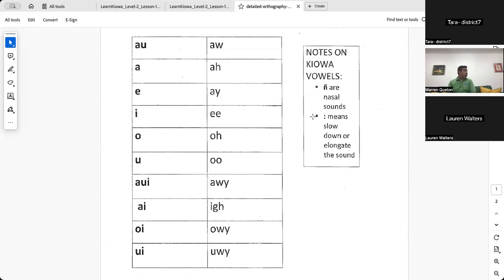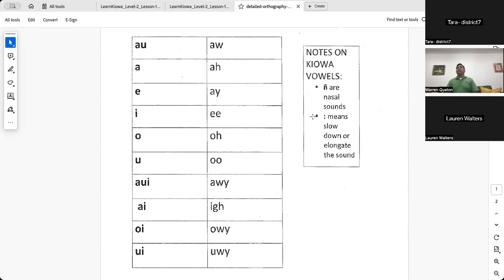Everybody repeat after me. I. Yep. I. So you kind of say aw, and then E. So you're saying I. That is a very Kiowa sound. So you say I, and it's just one sound together. It combines all of them. I. Everybody say that. I.